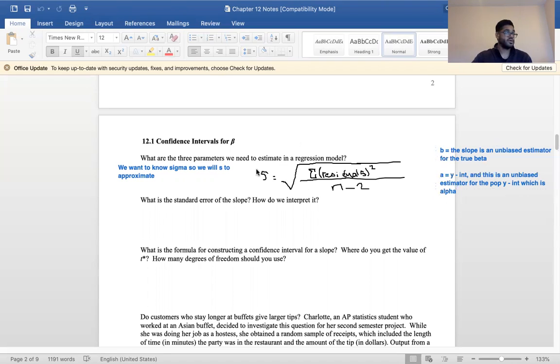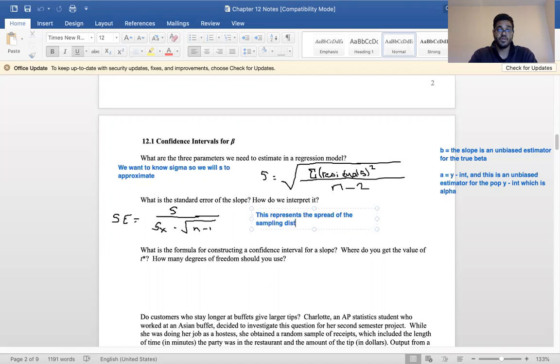Okay. And so what is the standard error of your betas? How do we calculate this S? Your standard error, which is what we're going to use in our confidence interval, is equal to S divided by Sx times the square root of n minus 1. And this represents the spread of the sampling distribution of B.